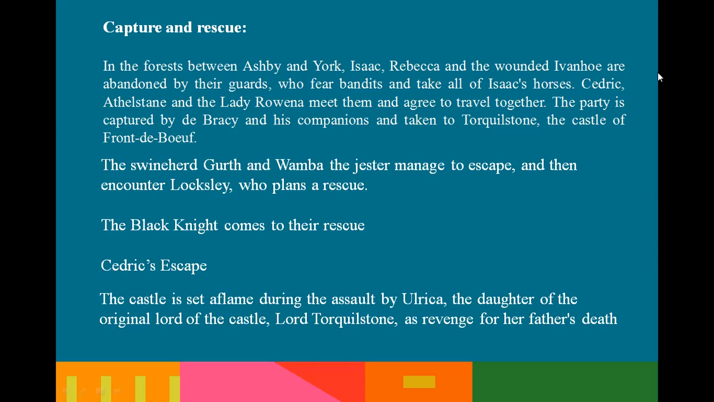Now, Maurice de Bracy is in love with Rowena. He wants to marry Rowena. Even Prince John wants to help him to marry Rowena, but he is very impatient. And he plots an attack on this party during their travel in the forest. And he attacks them and captures with his companions all these captives. And he takes these captives to the castle, Torquil Stone. It is a castle of Frondibus. All these are supporters of Prince John.